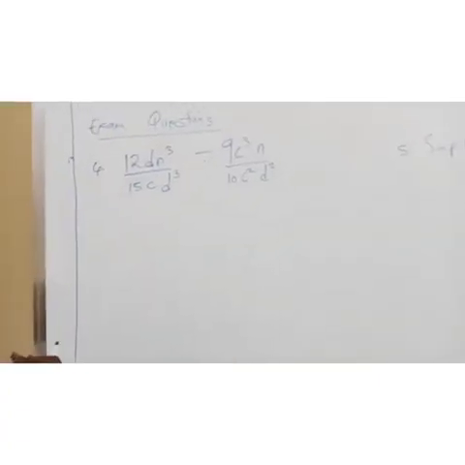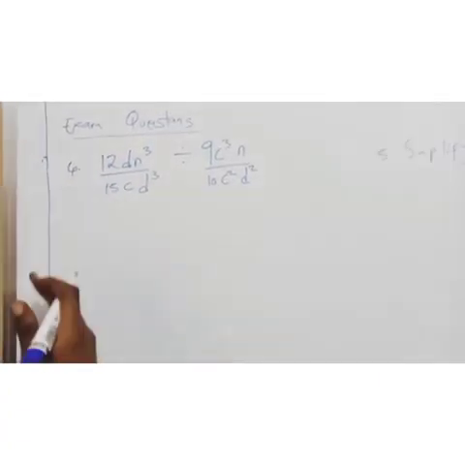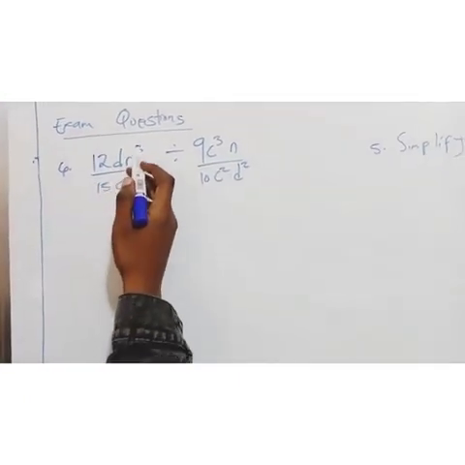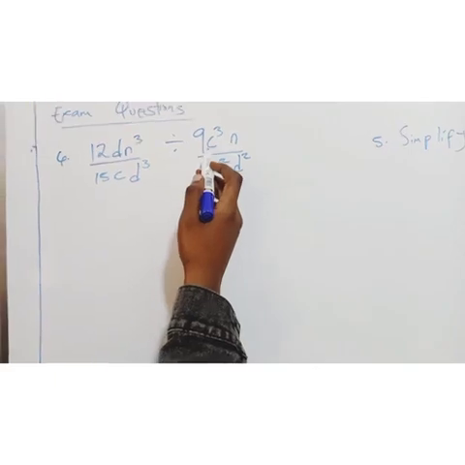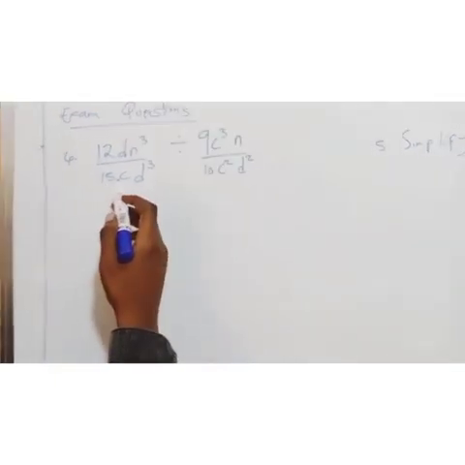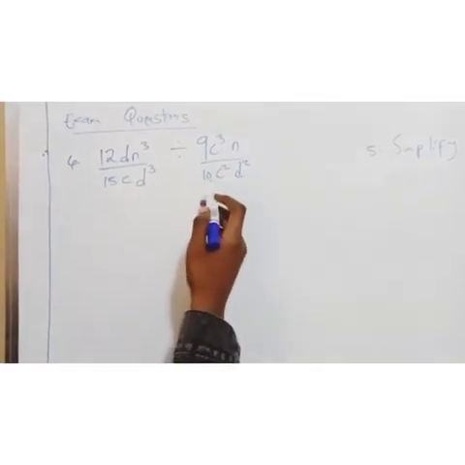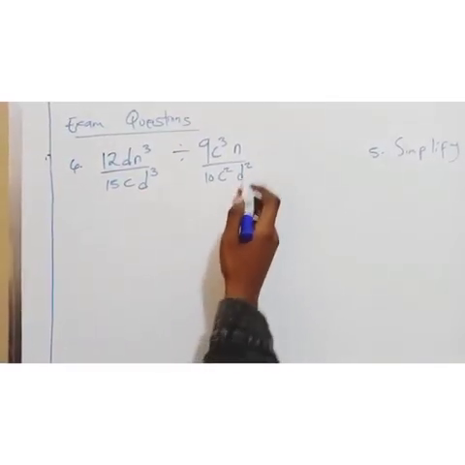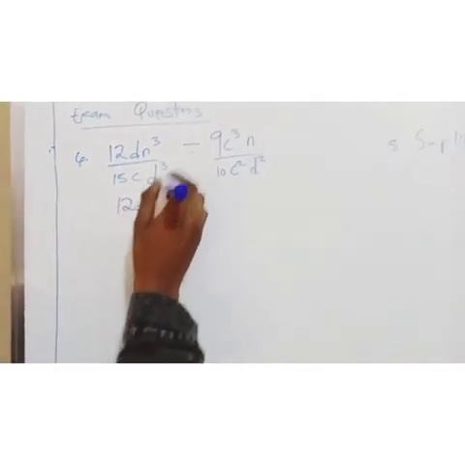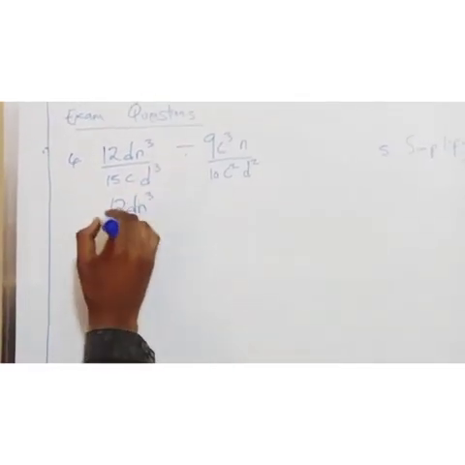So we're now looking at example 4, exam question as usual. They've told us to simplify this. We have 12dn to the power 3 divide 9c to the power 3n, then we have 15cd to the power 3 over 10c squared d squared. So once you have this, what you do is just change this to multiplication.